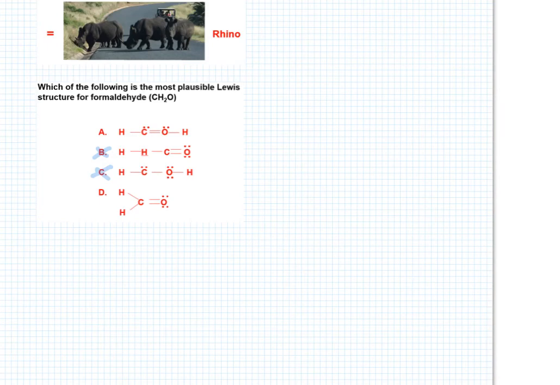And then let's take a look at D. D has 2, 4, 6, 8 around the oxygen and 2, 4, 6, 8 around the carbon. So that also could be good in terms of the octet rules. So how can we evaluate? How can we tell which one's correct, A or D? Well, you know where this video is. This is in the context of formal charges. So let's take a look at the formal charges of A.